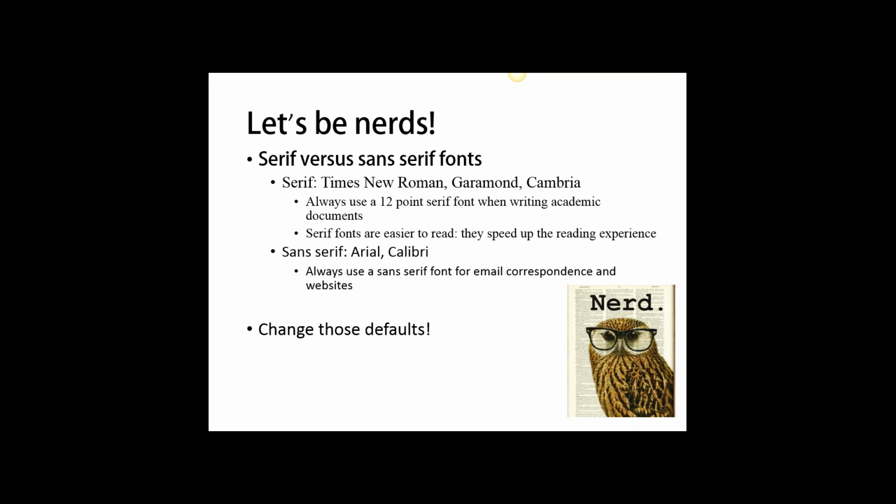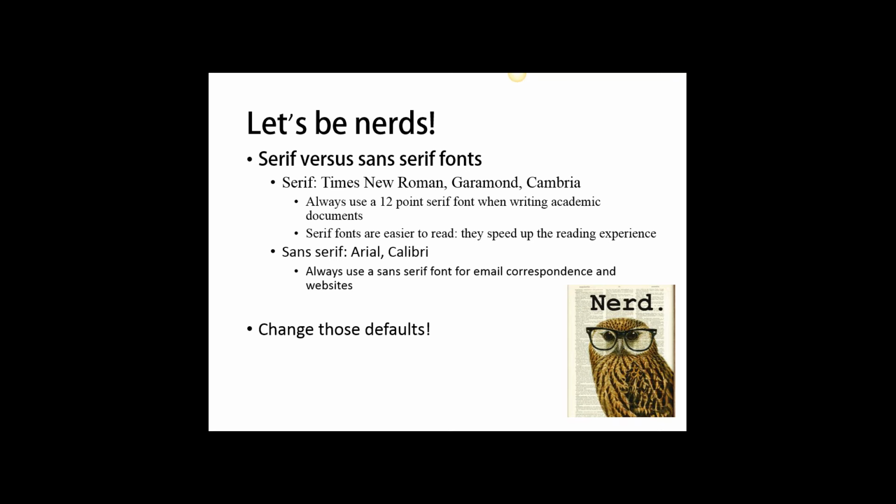It's highly recommended that you always use a 12-point serif font when you're writing academic documents, and examples include Times New Roman, Garamond, or Cambria. Sans serif fonts, and sans means without serif, so some examples are Arial and Calibri. Those are great for online electronic correspondence. You'll notice, for example, that in your Google email account, the automatic default is a sans serif font, and most websites also use a sans serif font as well. Typically speaking, if you're going to write a document that would be printed like an academic paper, you should use a serif font. If you're going to write emails or develop websites, you would use a sans serif font.